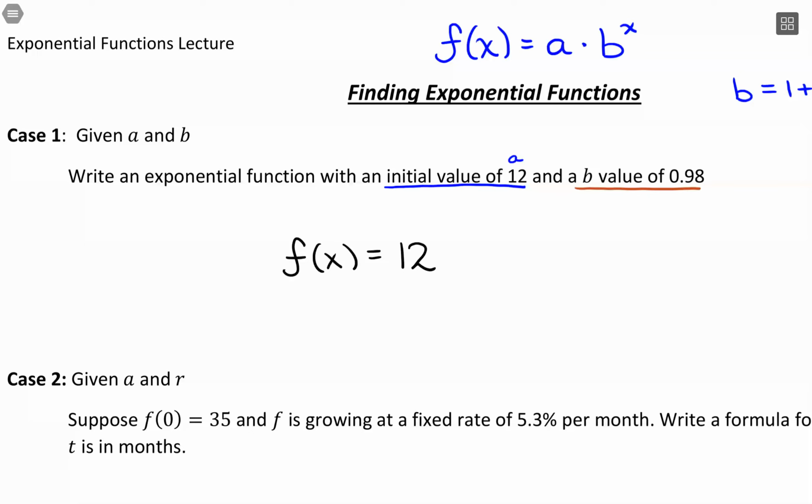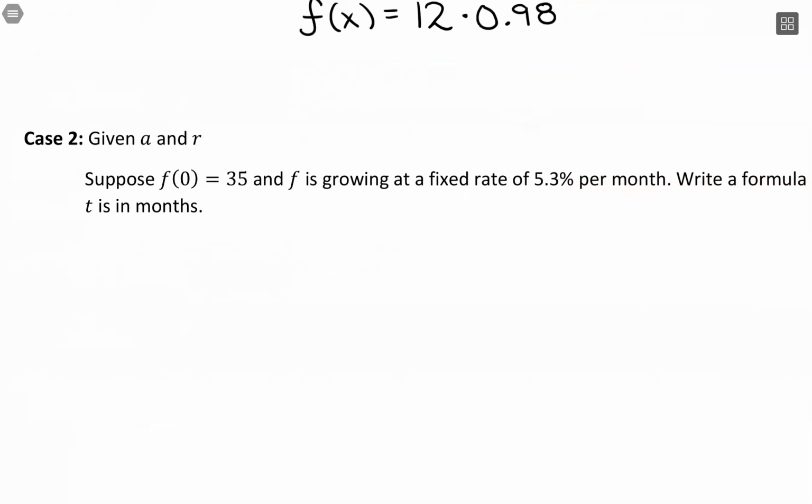So this is the most direct case where we just have to write those numbers in. So initial value of 12 times 0.98, and then we just need our variable in the exponent, and that's that one.